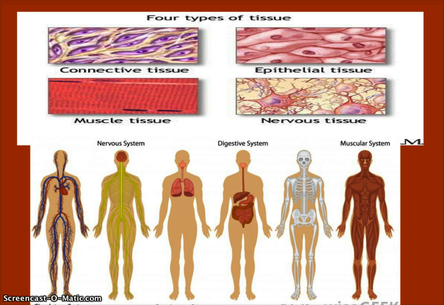We have an estimated 100 trillion cells in our body. But we only have four different types of tissue. You can see the connective tissue. This connective tissue is like in our bones and in our fat. They provide support. Epithelial tissue is different, however. It is like the skin and linings of organs like our stomach.